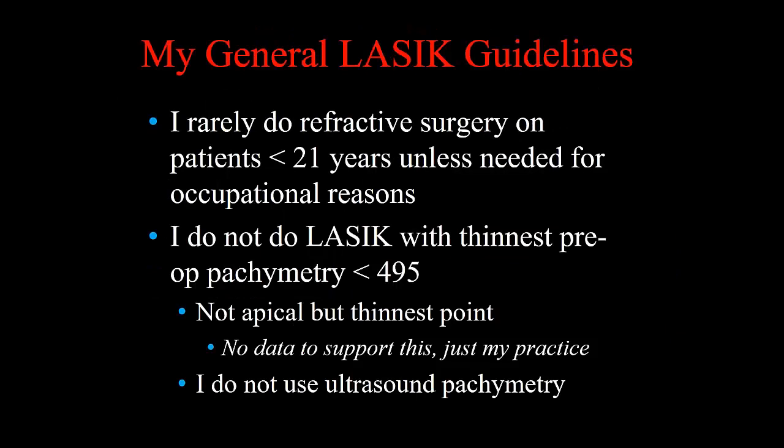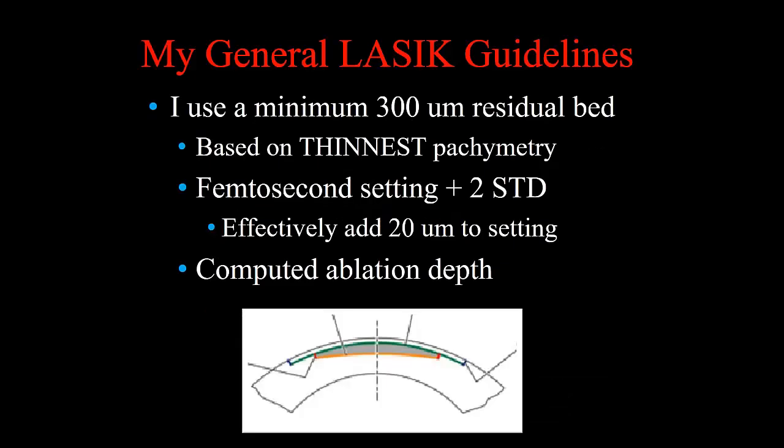People always ask me, and I hate to put things in writing like this, but what are my general guidelines? And these are my general refractive guidelines. General means they're not set in stone. I rarely do refractive surgery on patients less than 21 unless needed for occupational needs. In general, I do not do LASIK with thinnest pach below 495, though there's no data to support that. That's just my practice. All my computations are based on thinnest point readings, not apical readings. I haven't used ultrasound pachymetry in probably a decade.